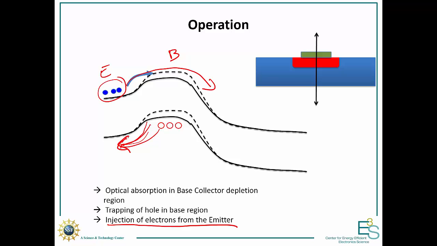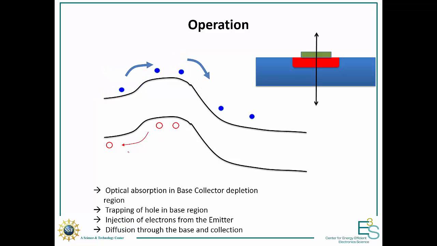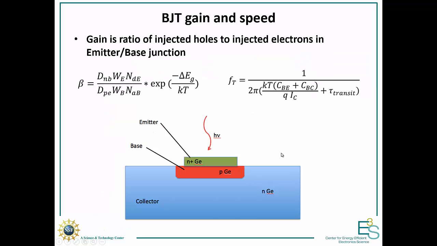Now, in order to get gain, obviously, you need to have more electrons that can go through your base than holes that get injected into your emitter. And this is what we have drawn here. While you have one hole that gets injected into the emitter, you're going to have several tens or hundreds of electrons that are going to flow over from the emitter to the collector. And that's how you get your gain. Let's have a detailed look at what that gain looks like.